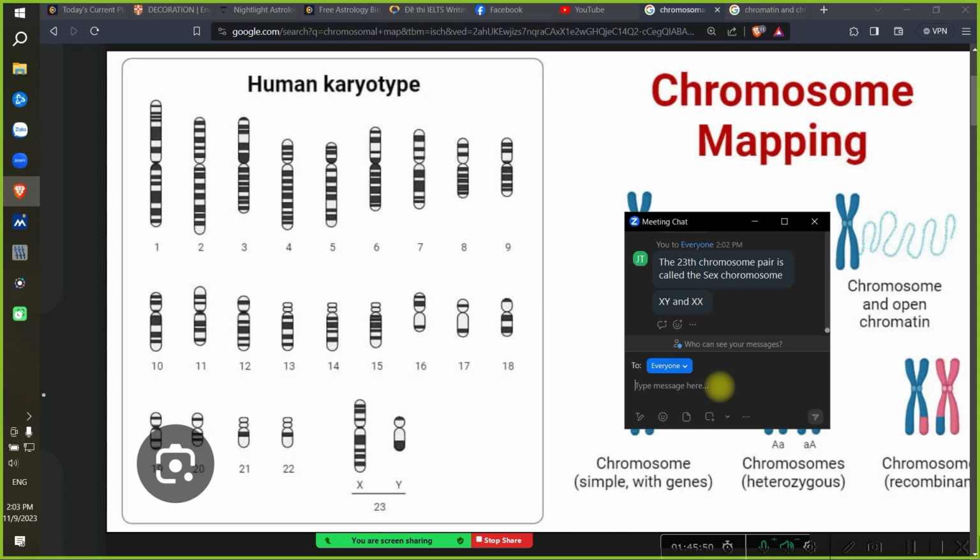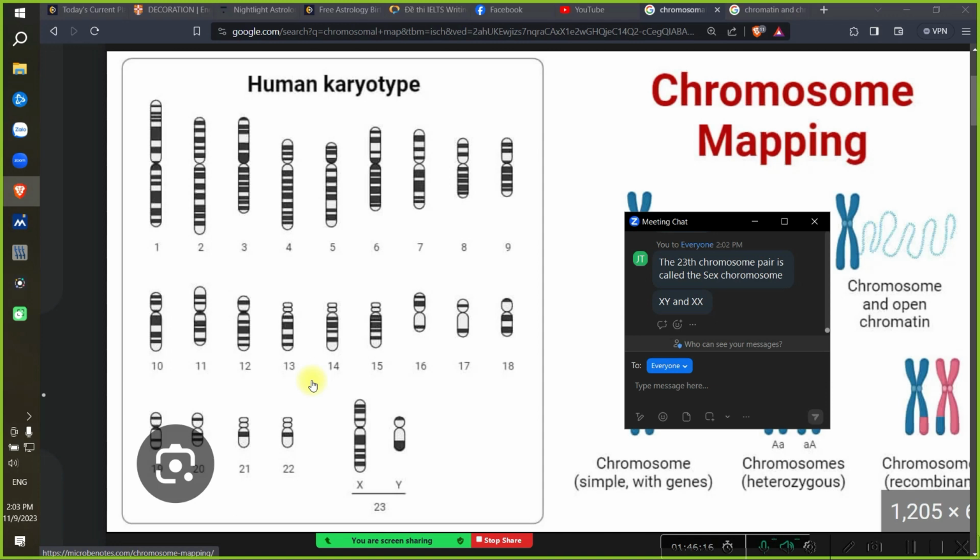Alright, so the 23rd one is the sex chromosome, and the other chromosomes determine the other traits of that species. I think that's all you need to know.